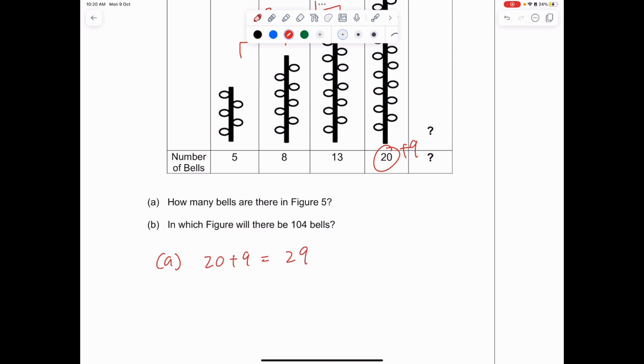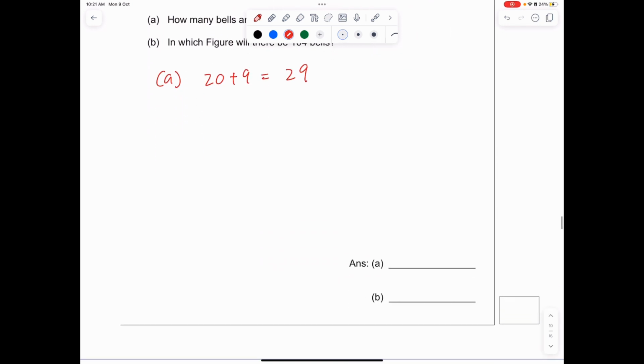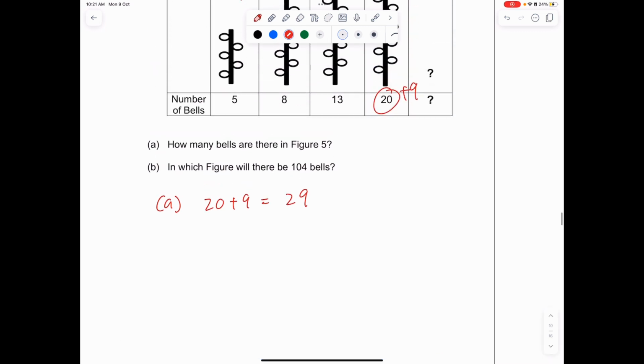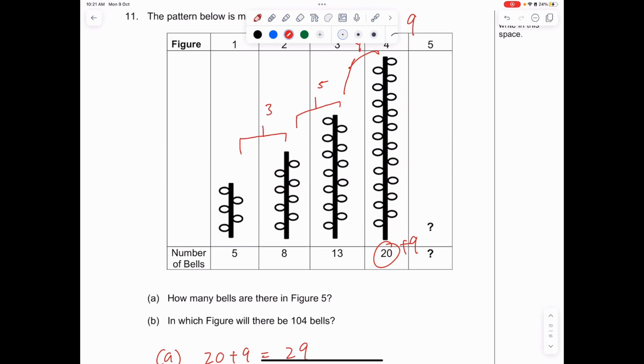Now I need you to actually show me the working. So while some of you may go, oh, I can straight away see. No, but I need to know how you got it. Okay?